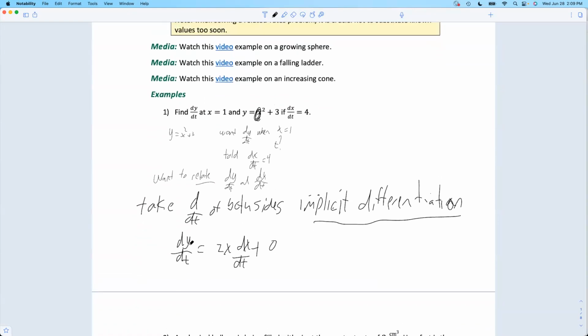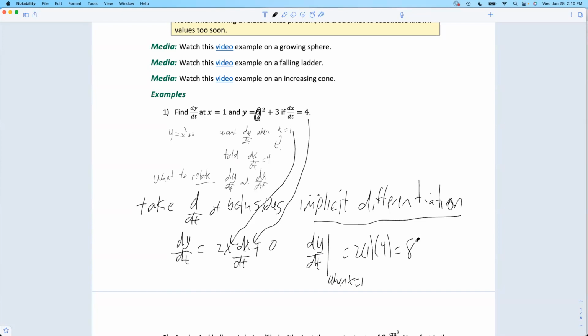Okay, so I want this at a particular moment. When x equals 1. And I'm told that x is changing with respect to time at a rate of 4 units per second, or whatever t is measured in. So I'm going to plug in the 1 for my x, the 4 for my dx dt, so dy dt, and I'm going to write here at the moment when x equals 1 will be 2 times 1 times 4, 8.